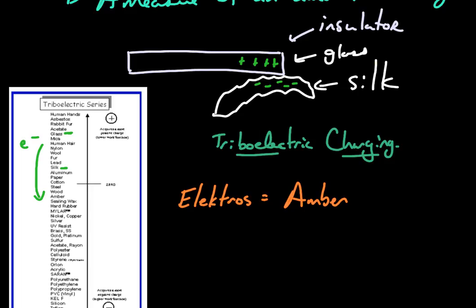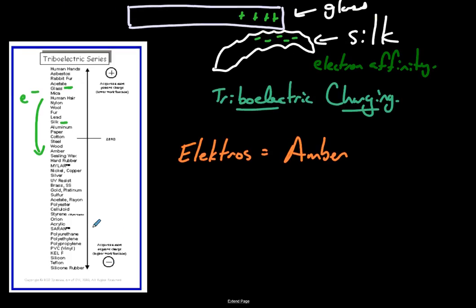Now, the reason we would say here that silk takes electrons away from the glass is that silk has a higher electron affinity. That's like a chemistry word. It means something a little bit different, though it's a similar idea in chemistry. It means how actively electrons are pulled away. So things that become negative have higher electron affinities. In this case, rubber and Teflon have a very high electron affinity, and things down here have low electron affinity.